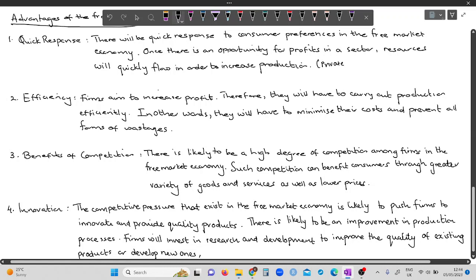So here we can add that private producers will produce as per the needs and wants of consumers.